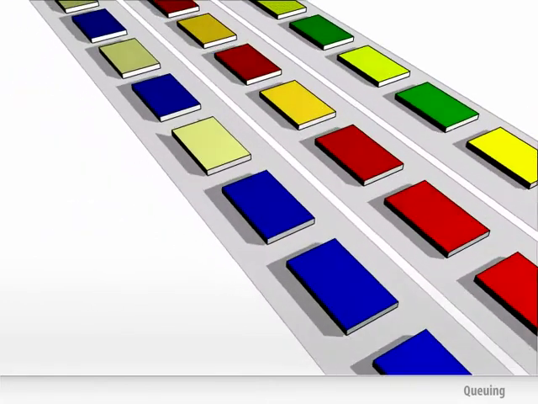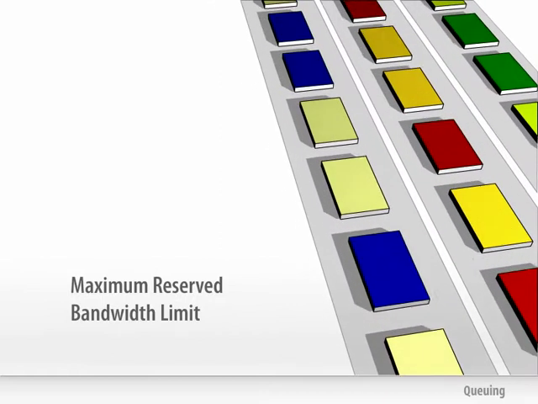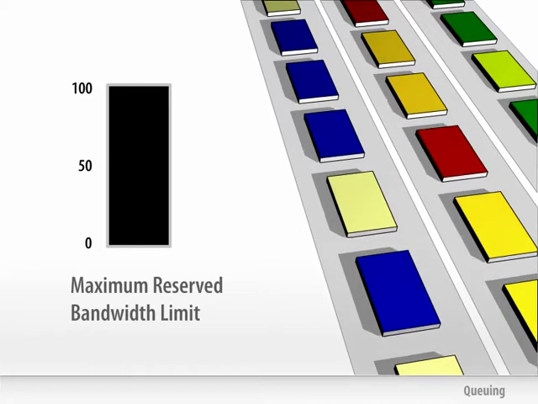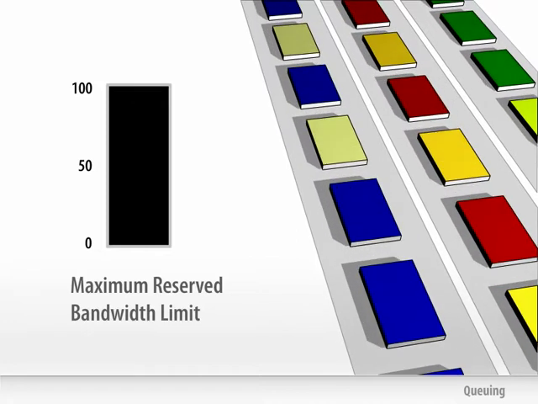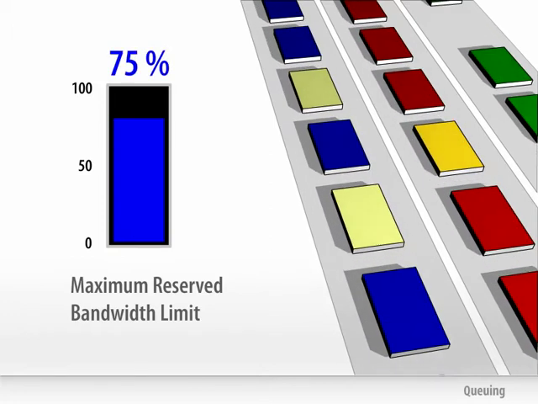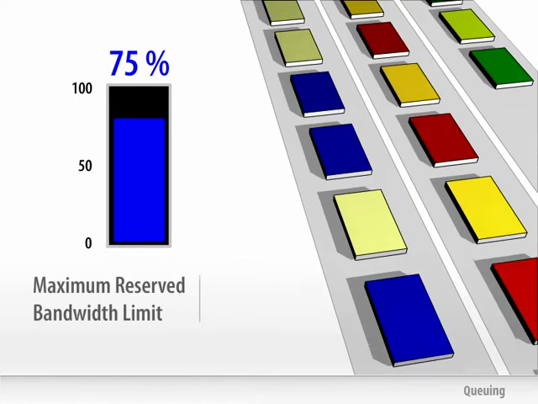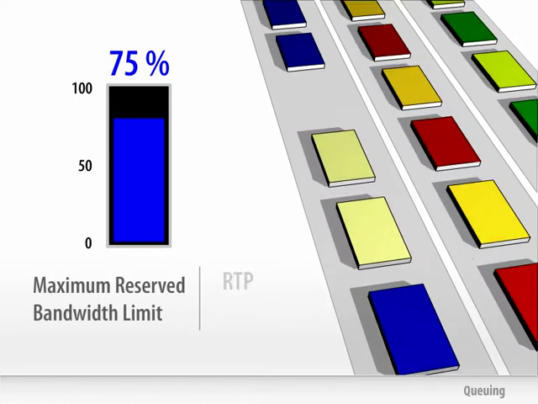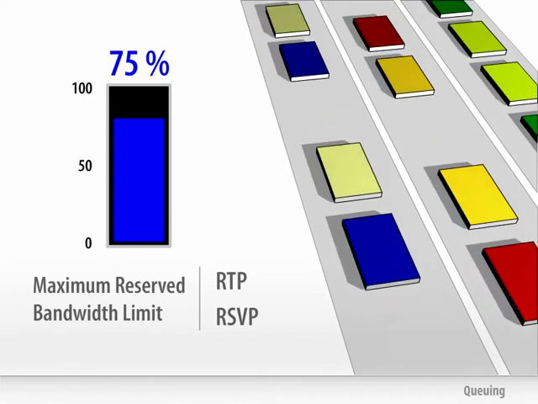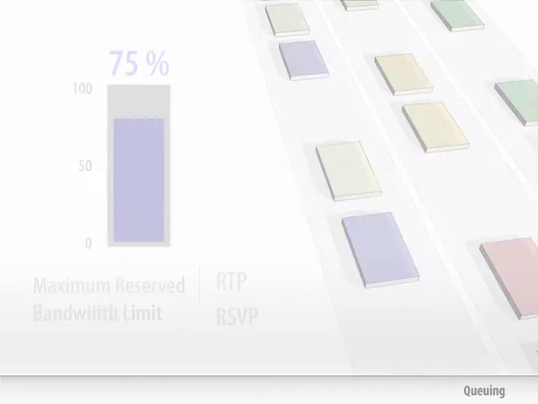For each instance, there is a maximum reserved bandwidth limit that determines the percentage that individual queues can allocate up to that limit. The limit is adjustable per interface and usually defaults to 75%. This value can be adjusted using the software. There are also mechanisms such as RTP and RSVP that can reserve bandwidth that must be accounted for per interface when assigning bandwidth to queues.